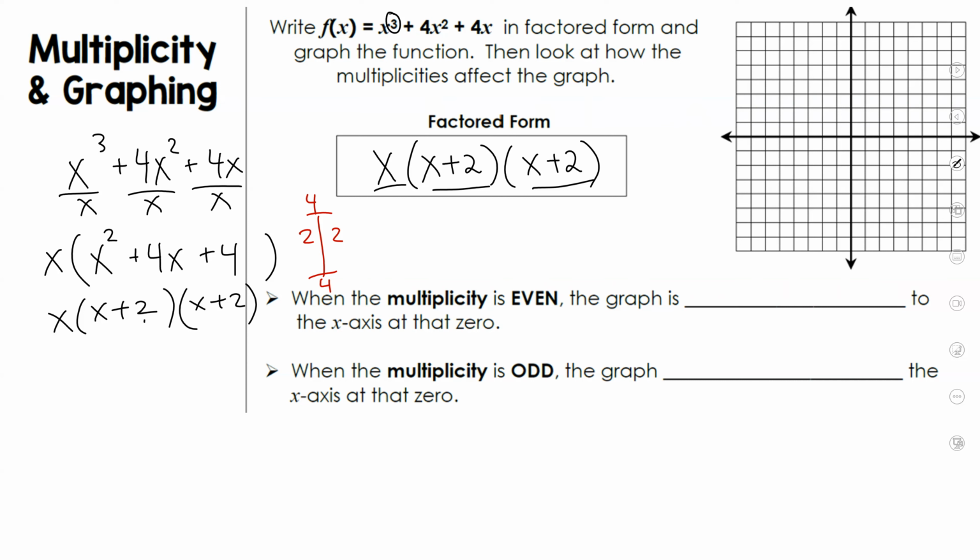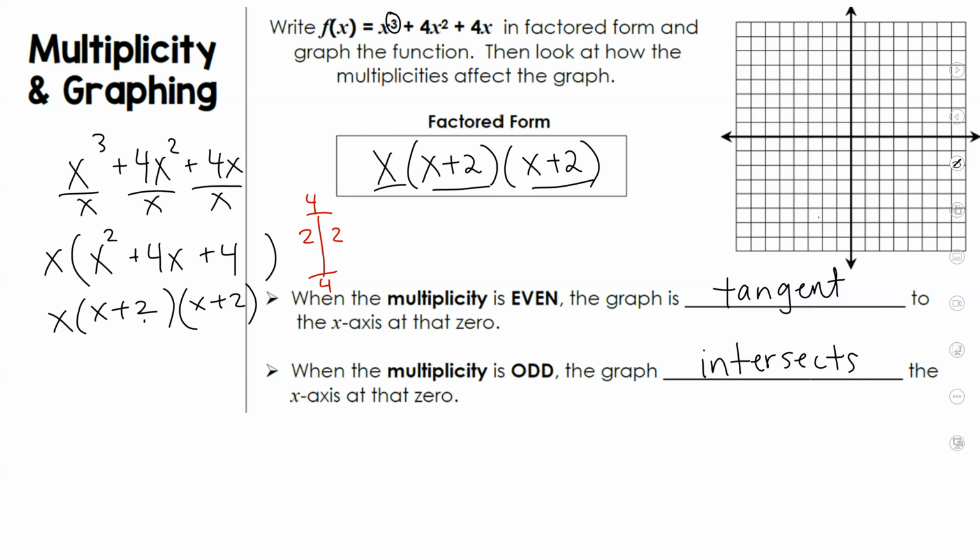Now, please write this down for your notes. When your multiplicity is even, the graph is tangent to the x-axis at that 0. When the multiplicity is odd, the graph intersects the x-axis at that 0. So let's talk about what this looks like.